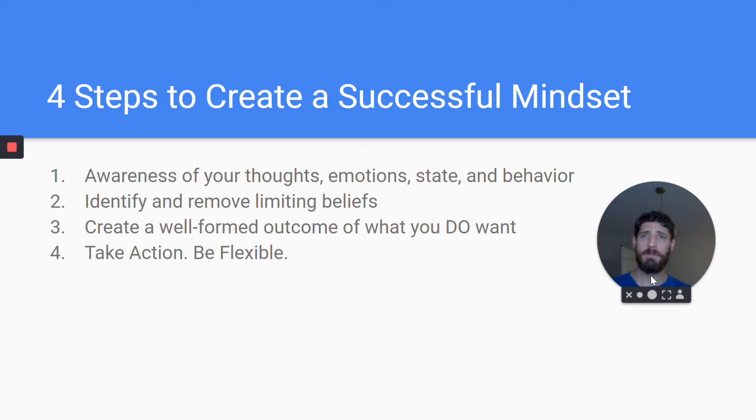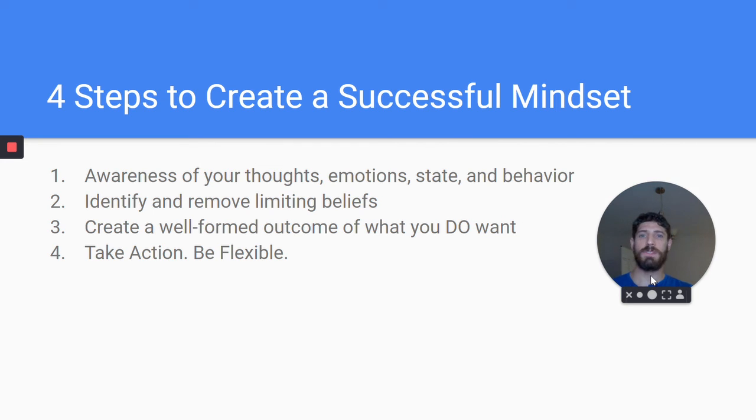So again, just to recap, the 4 steps to create a successful mindset: Number 1, awareness of your thoughts, emotions, state, and behavior, because you understand that how you are responding to reality is a result of your internal representation, your representation of that map of the world. Number 2, once we understand that, is identifying and removing those limiting beliefs that are standing in the way. Number 3, we create a well-formed outcome so that we develop clarity in what it is we do want, and then we take action and be flexible.